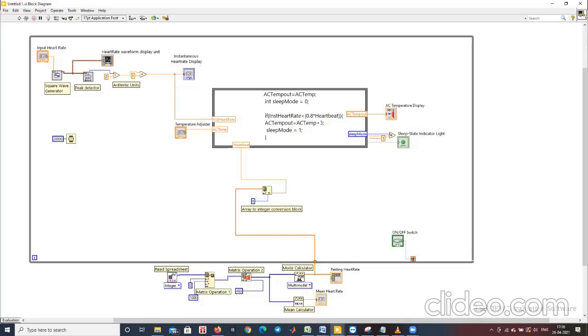Next is the matrix operation 2. For this mode calculator, this is what calculates the resting heart rate.